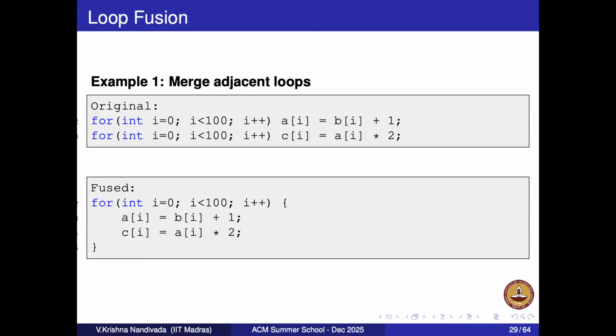So fusion, what are the advantages when I fuse the loops? Less number of branches, less number of increments. Loads are parallelized. How?